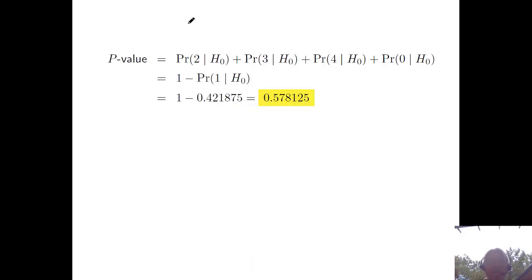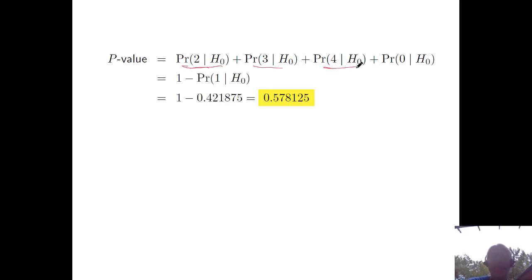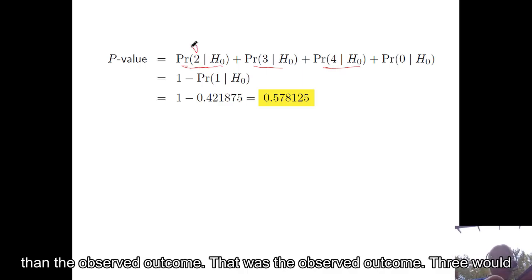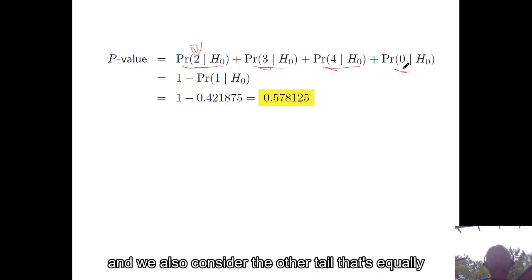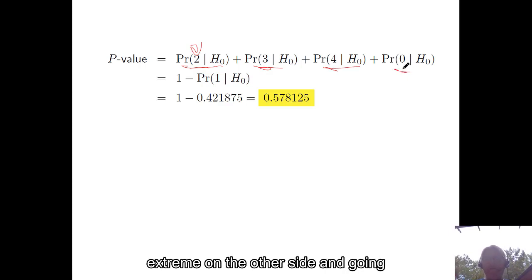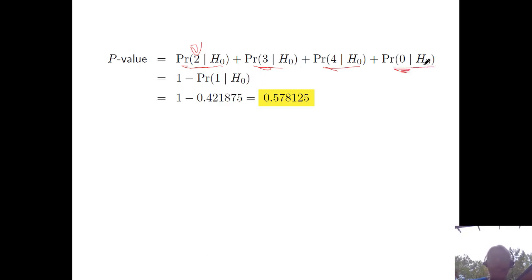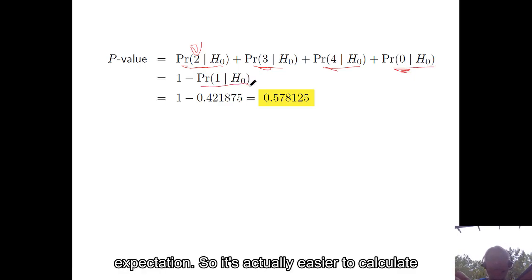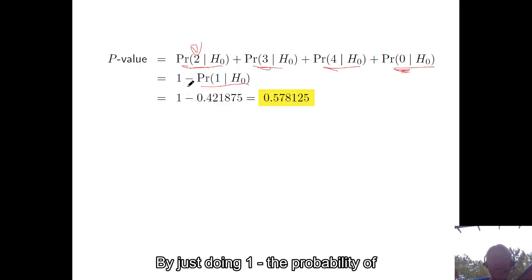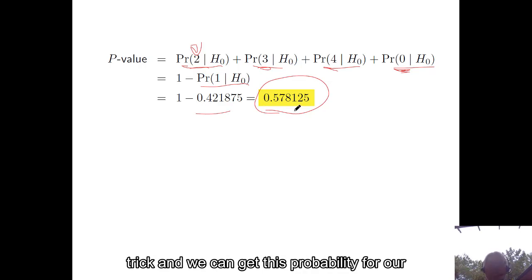And so remember, once again, the way we actually calculate the p-values, we figure out all of the outcomes that contribute to as extreme or more extreme than the observed outcome. That was the observed outcome. 3 would be even further from the null expectation. And we also consider the other tail that's equally extreme on the other side and going further to the left. Now, there's nothing further to the left than 0, so we only have one term over here. In this case, there's only one value that's excluded, that expectation. So it's actually easier to calculate this by just doing 1 minus the probability of 1. So we can use that probability trick, and we can get this probability for our p-value, right?